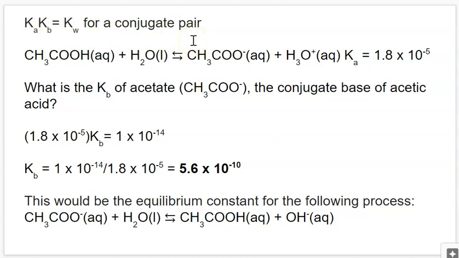So let's look at our acetic acid example again. We know that the Ka for acetic acid is 1.8 times 10 to the negative 5. And say we wanted to calculate Kb for acetate, the conjugate base of acetic acid. Well, I can apply this expression. Since Ka times Kb is going to be equal to Kw for the conjugate pair, I can plug in Ka and then solve for Kb, which in this case is going to be 5.6 times 10 to the negative 10. So this would be the equilibrium constant if we were describing this process here, where the conjugate base is interacting with water, stealing a hydrogen from it, and becoming acetic acid again, and producing hydroxide.